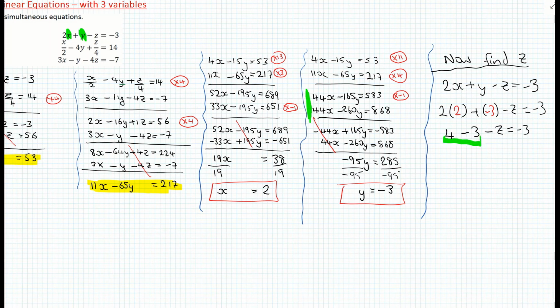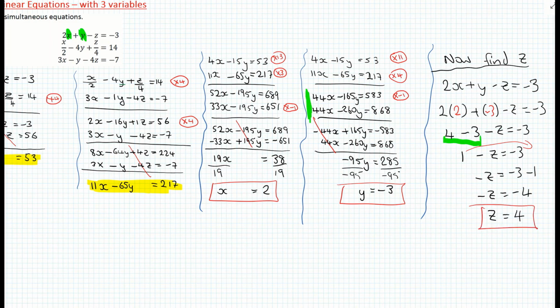4 take away 3 is giving me 1. Minus z is equal to negative 3. Minus 1 from each side, or move over the 1, whichever way you're used to doing it, is minus z is equal to negative 3 take 1. So that's giving me negative z is equal to minus 4. You can then just change the signs, or divide across by -1, but in either way, z is equal to 4. So there's our third variable. z is equal to 4.